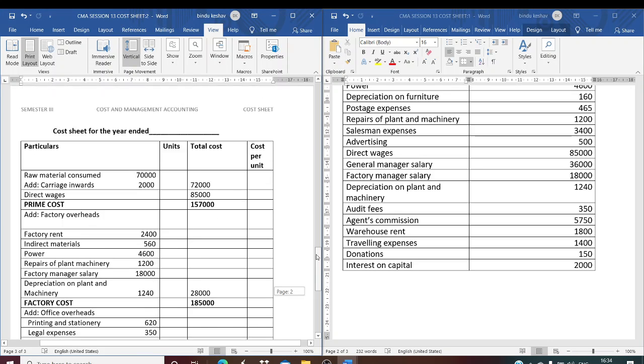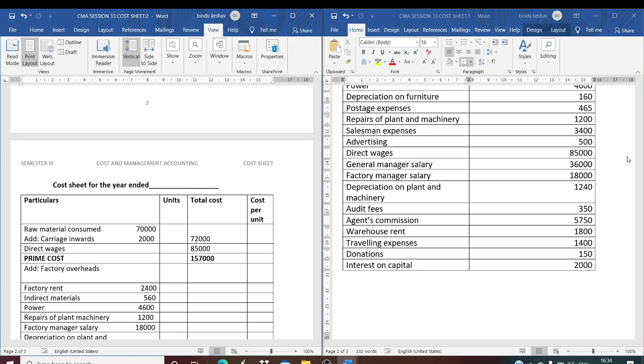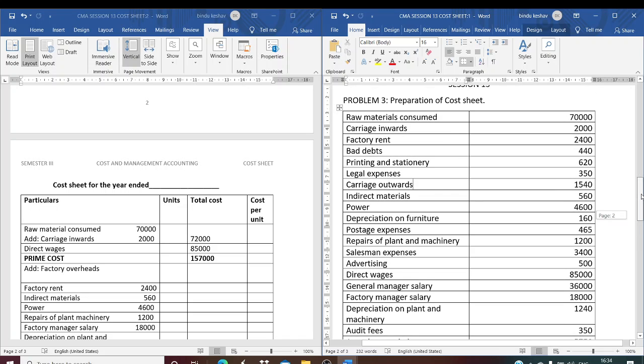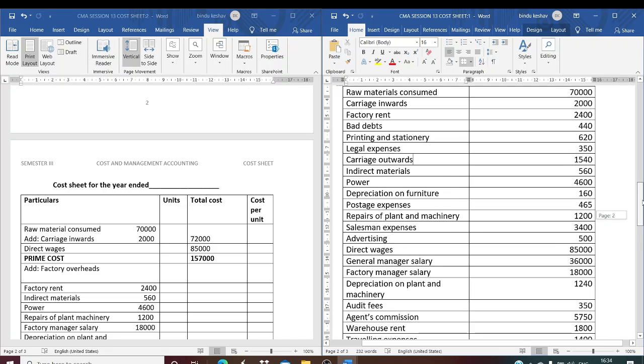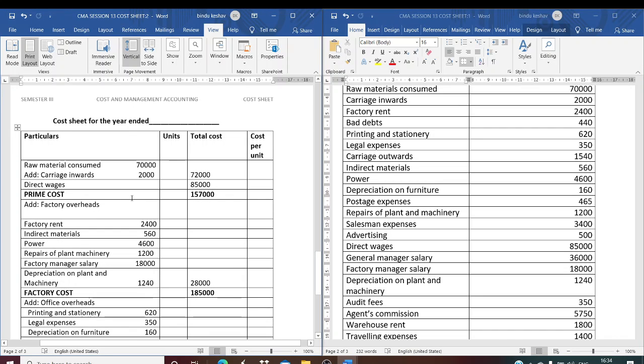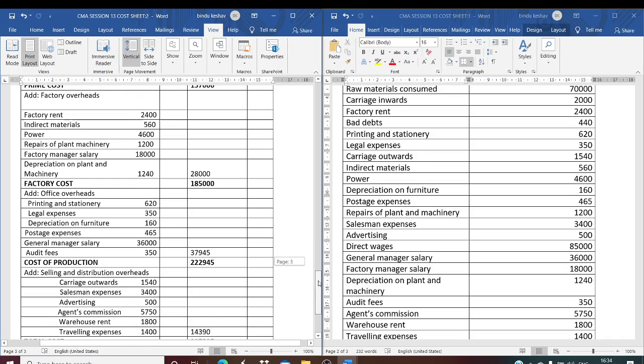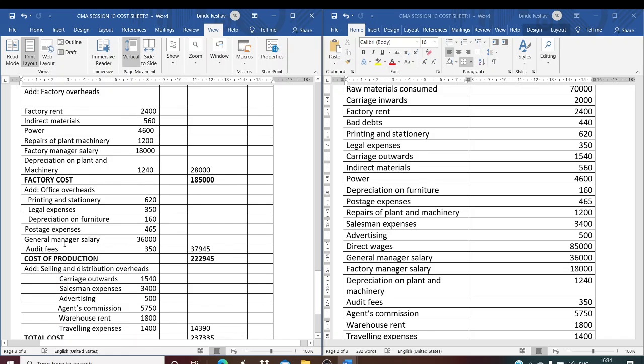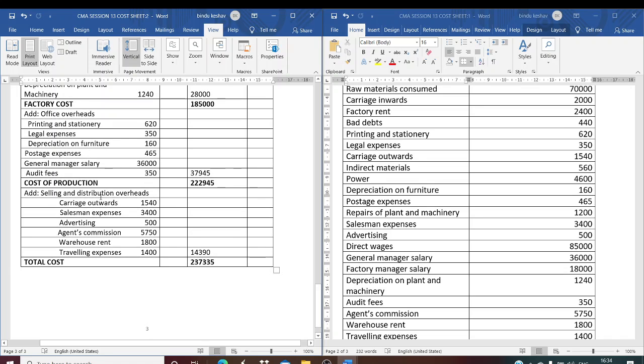So once again, we can see the cost sheet now. We have prepared a cost sheet from the information which was given here. We began with the materials, then wages, we found the prime cost, then we added the factory overheads, then added the office overheads, and we got the cost of production. Afterwards, we added the selling and distribution overheads, and finally we arrived at the total cost.